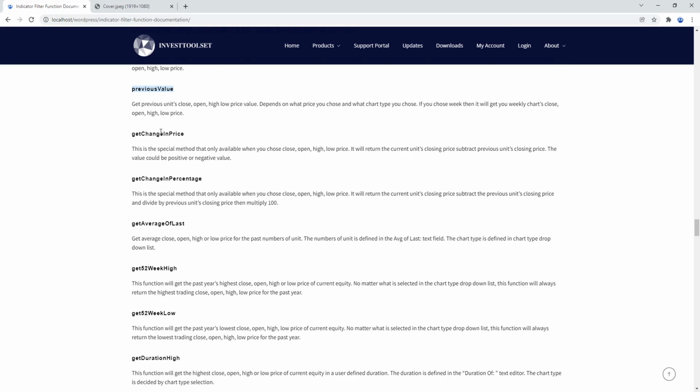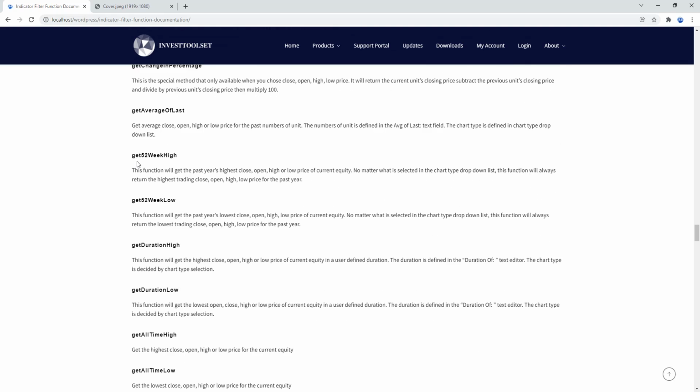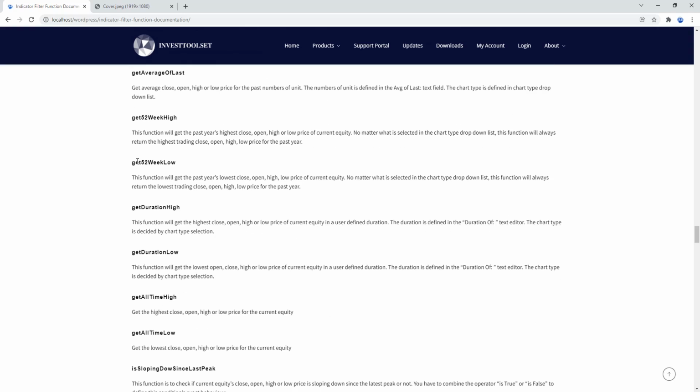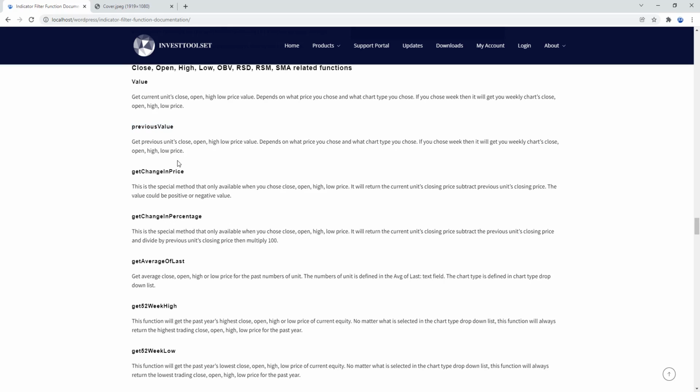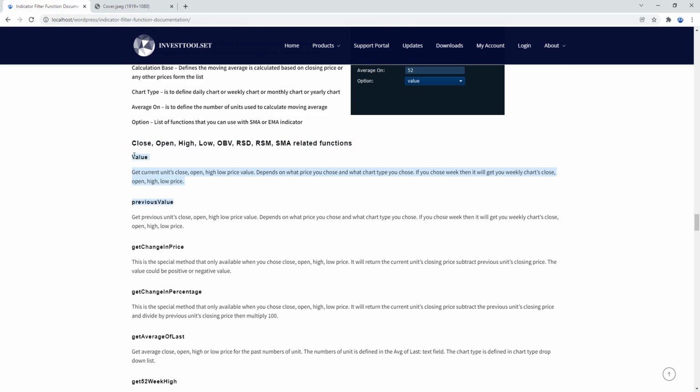Let's skip the price change and change in percentage. It's not usual for people to pay much attention to the percentage change in moving average value. But this function is there, so you can use it, though I don't think it's very common. So I'm going to skip those functions.